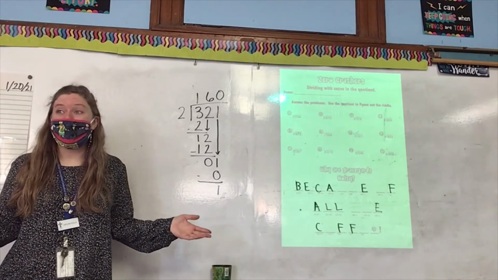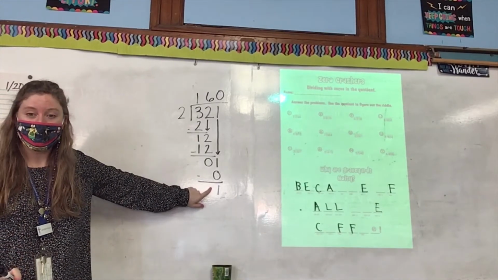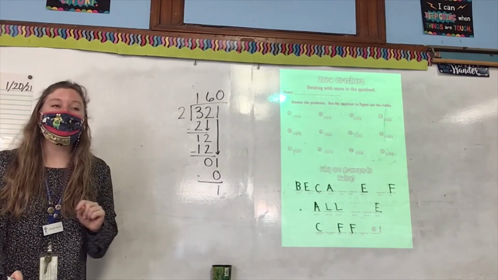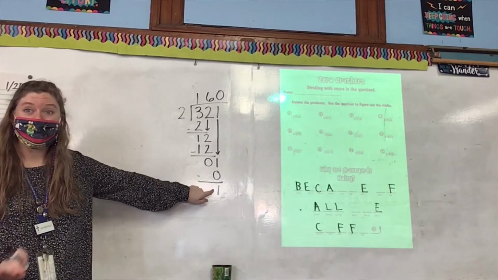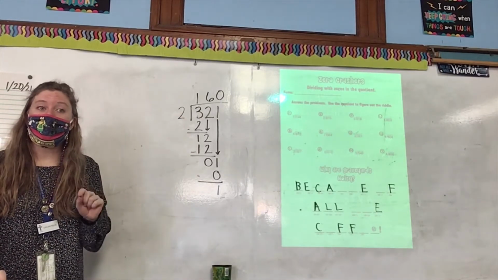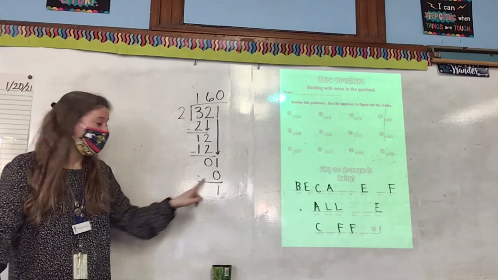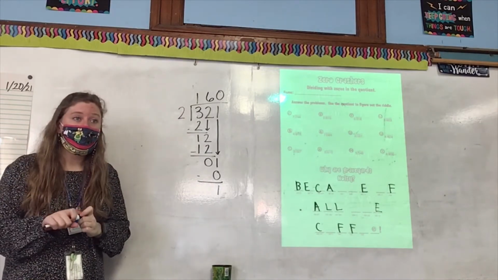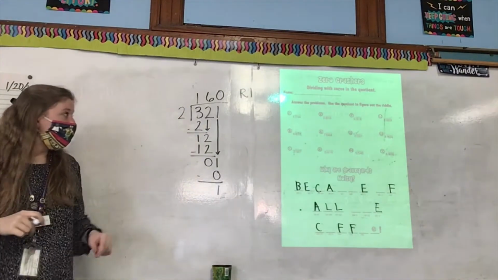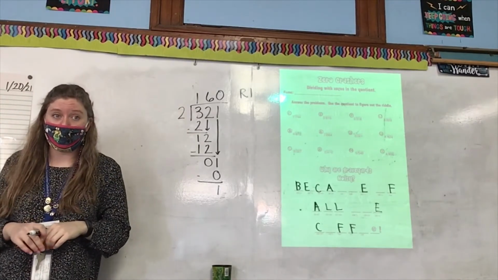If I have nothing to bring down, I'm ready to compare. That means I compare the answer to my last subtraction problem to my dividend. Always. That step, those words never change. Every time I'm comparing the answer to my last subtraction problem to the dividend. I always want to make sure the answer to the last subtraction problem is less than the dividend. 1 is less than 2, which means that 1 is our remainder. So 321 divided by 2 is 160, remainder 1.